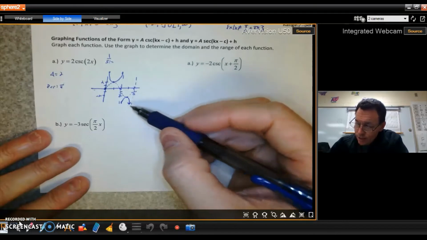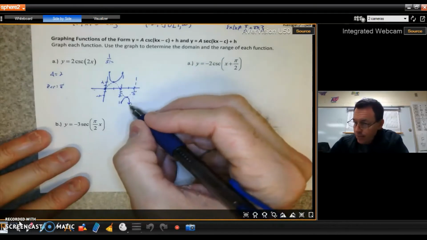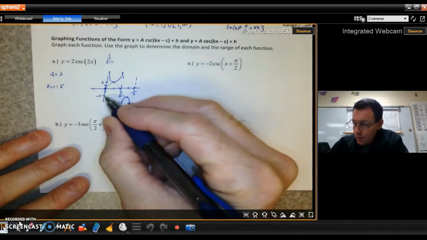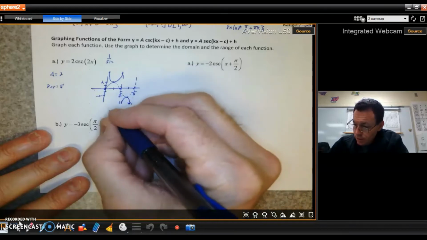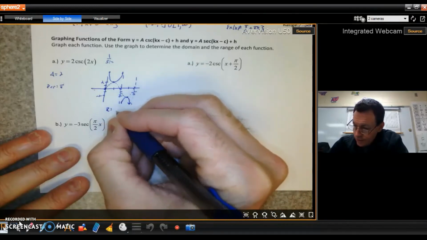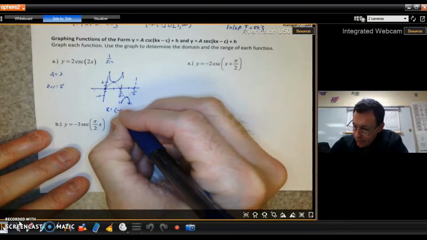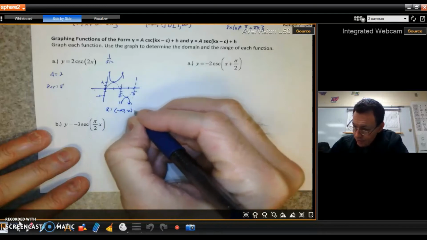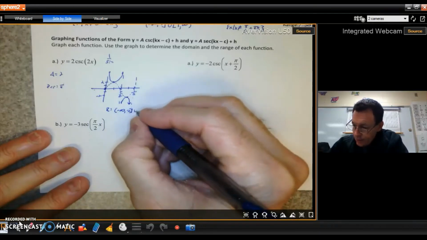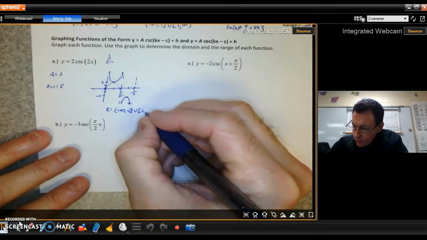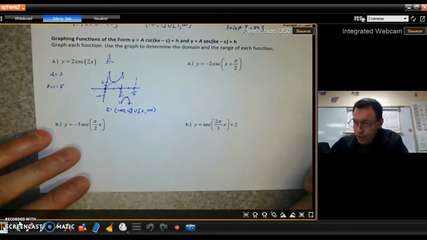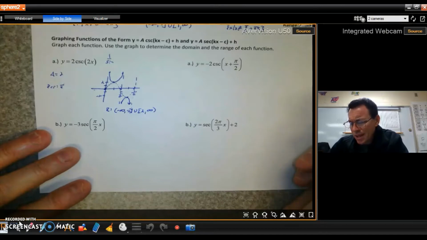The range is easier. Okay, it's negative infinity up to, well, this is negative 2. So the range is everything from negative infinity to negative 2, bracket. And then everything from 2 to infinity. That's your range. So what's the domain?